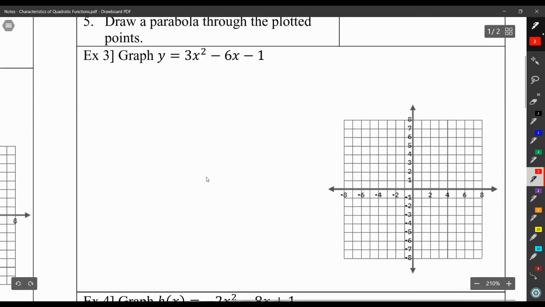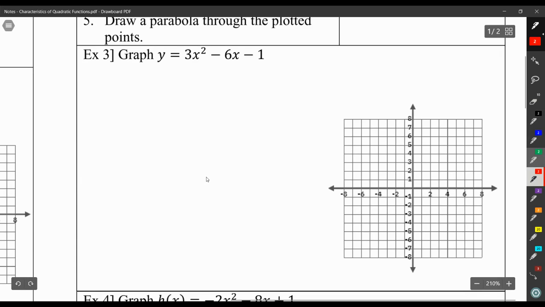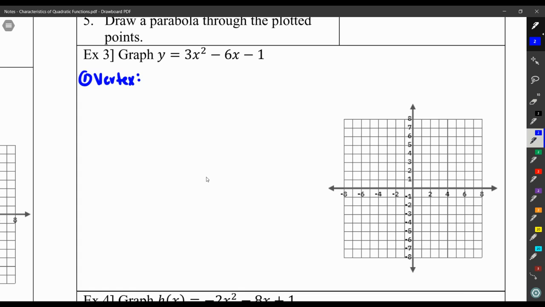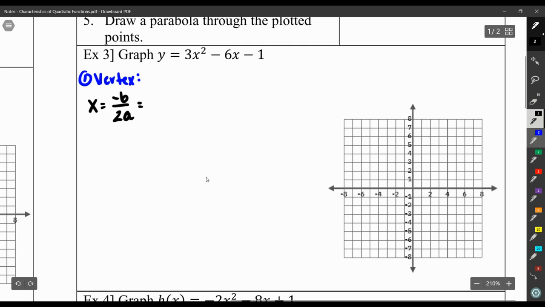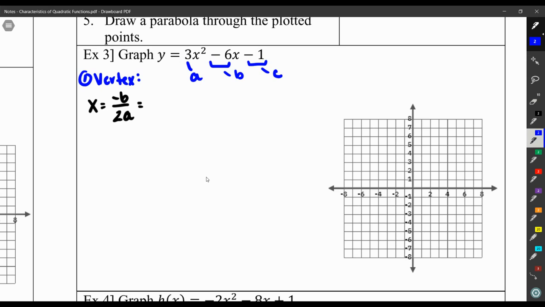So for example 3, we're going to graph y equals 3x squared minus 6x minus 1. So the first thing I need is a vertex. I must have a vertex to graph my quadratic. Well, with standard form, I can't easily pick out the vertex, so I'm going to have to use the formula to find it: negative b over 2a. So where do a and b come from? Well, 3 is your a, -6 is b, and -1 is c. A is always next to x squared, b is always next to x, and c is always the number without a variable.